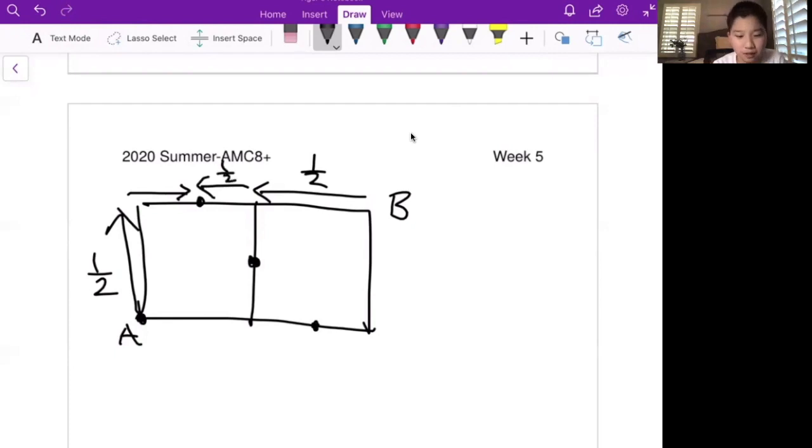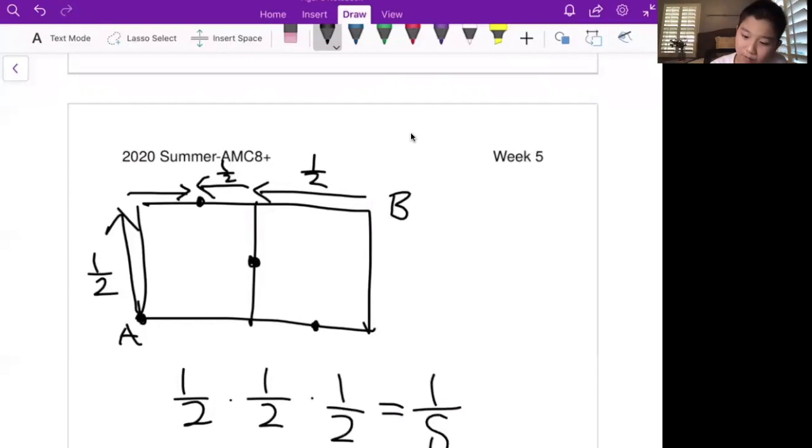So let's see. Alice, it's 1/2 chance to go there. Bob, it's 1/2 times 1/2. We multiply them all together. We get 1/8. And it's the same on the bottom place to meet. It's still 1/8 because of symmetry.